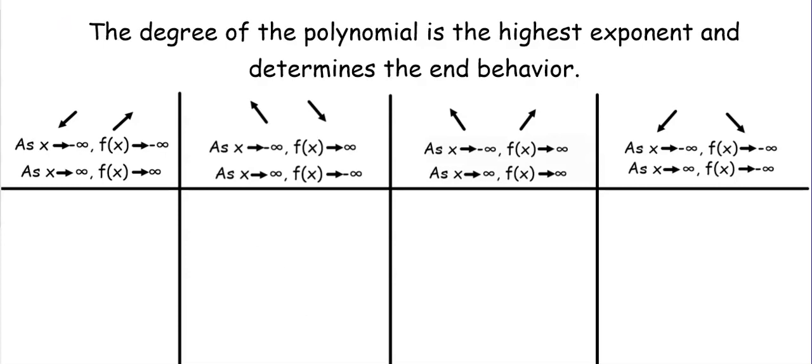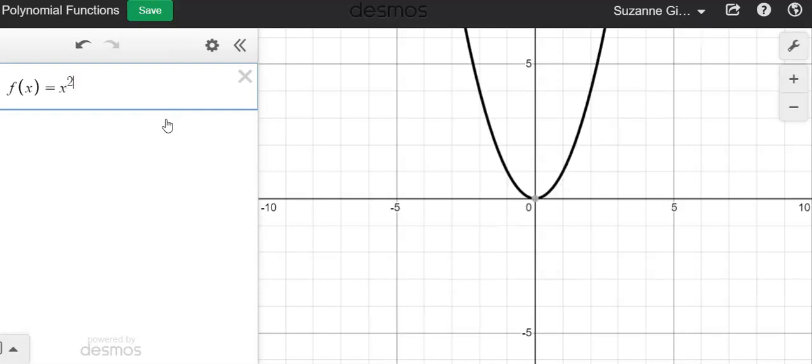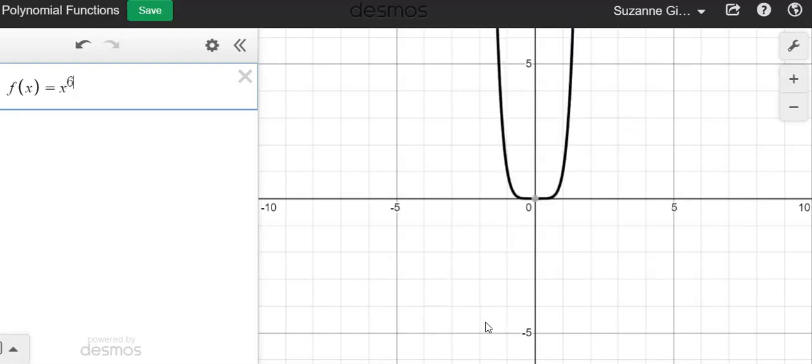So let's take a look at a few functions. So here's a linear function, so the degree is 1. So I'm just going to change the degree, and we can take a look at the end behavior. So notice these ends are pointed up. This one's going up, that one's going down. That's similar to the quadratic. Another up and down. It's also similar to the quadratic. End behavior going up and here going down.